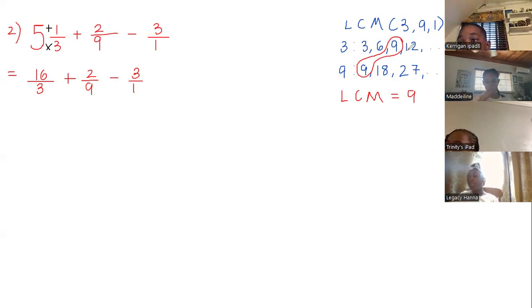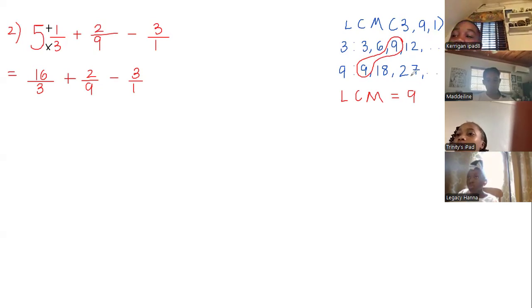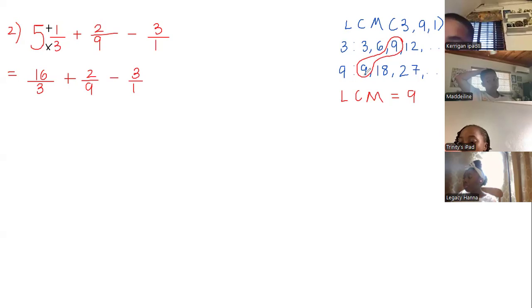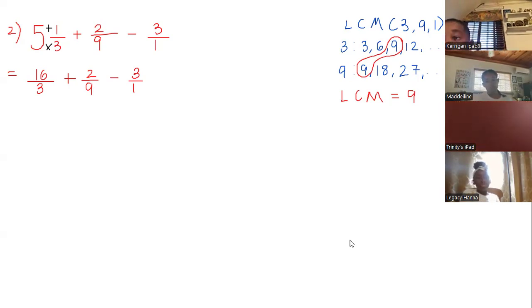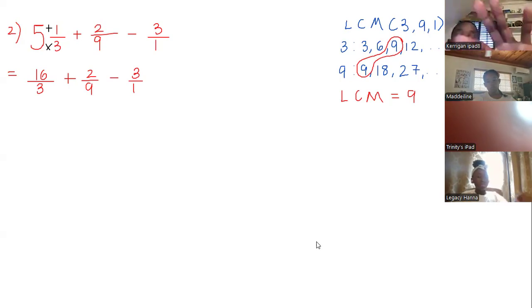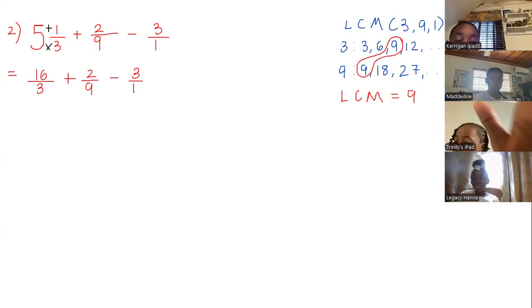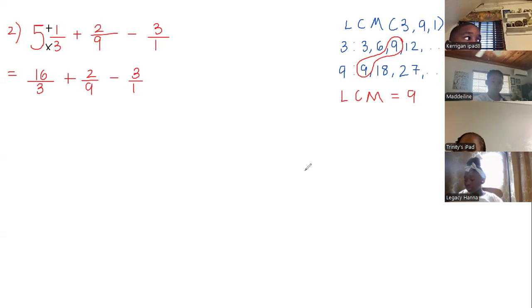So we list the multiples of 3. What are the multiples of 3? 3, 6, 9, and 12, and the list goes on. What are the multiples of 9? 9, 18, 27, and the list goes on. And so we find that 9 is the common one, so the LCM is going to be 9. Does that make sense? Good. Okay, Madeline, do you understand this so far? Yes, sir. Okay, so class, what are we going to do at this point?